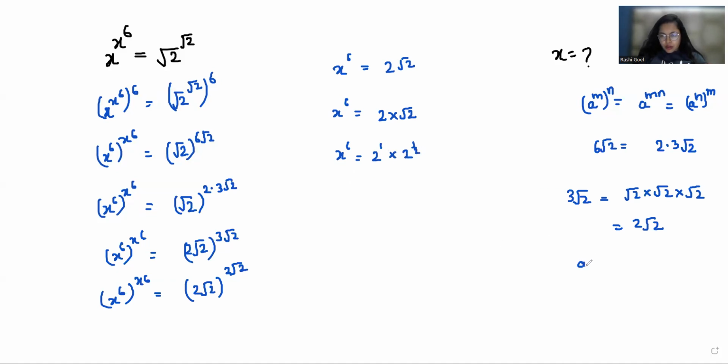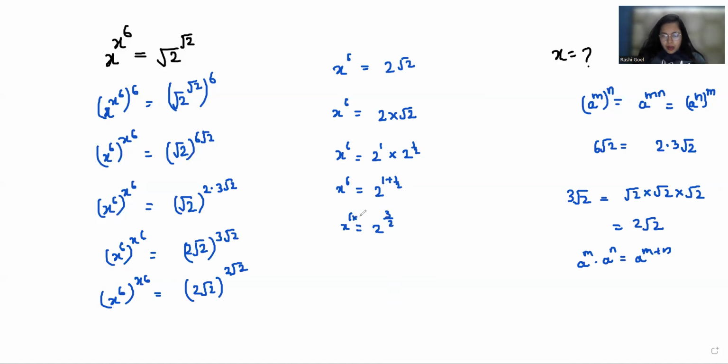According to the exponent rule, a^m times a^n we can write as a^(m+n). So x power 6 is equal to 2 power 1 plus 1 by 2. x power 6 is equal to 2 power 3 by 2.